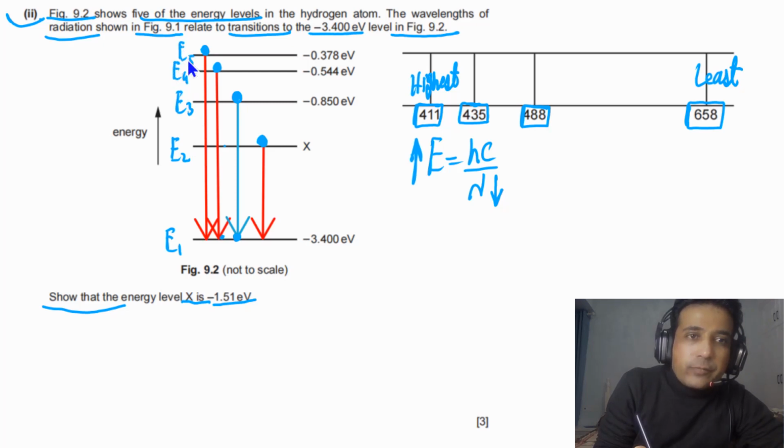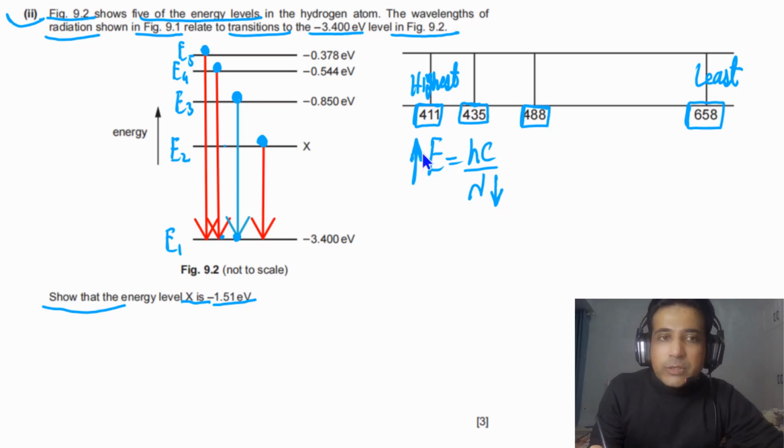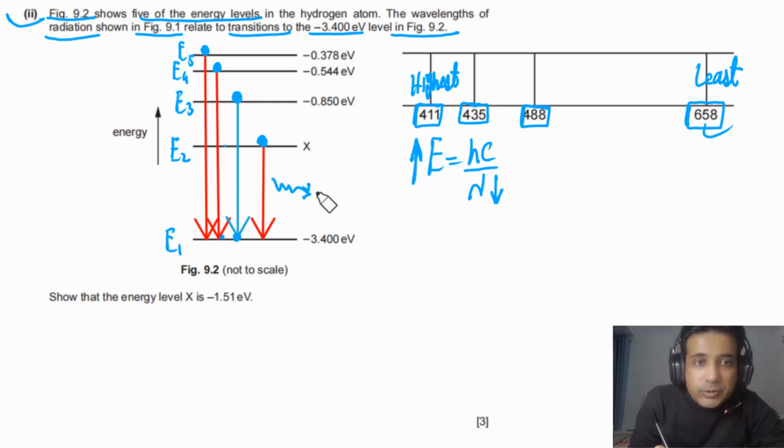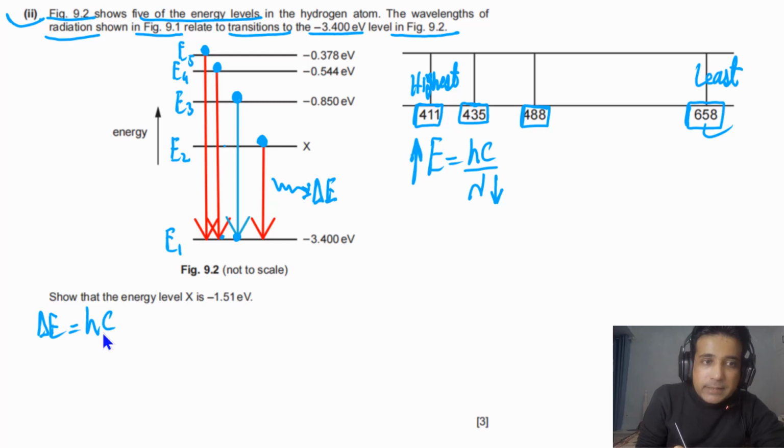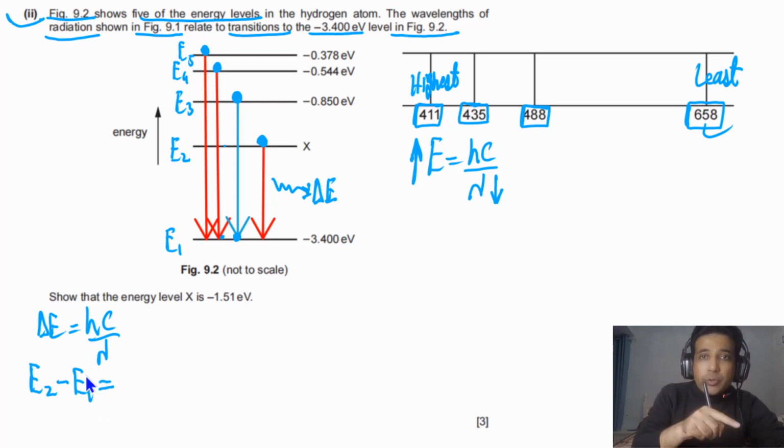And this photon is emitted when the electron jumps from X to this lowest energy level. In this case the energy of the emitted photon is equal to delta E, and delta E is equal to hc over lambda. As this side is positive, the left side also has to be positive, so you have to take higher energy level minus lower energy level. If you take lower minus higher, you have to add a negative sign on this side. So in this case we can say E2 minus E1 is equal to hc over lambda.